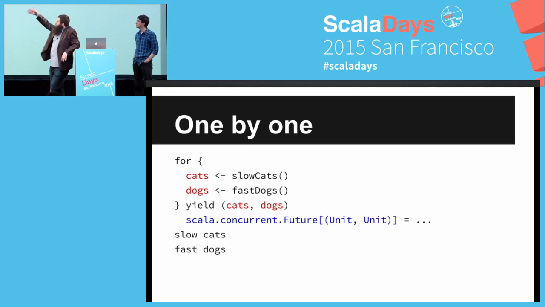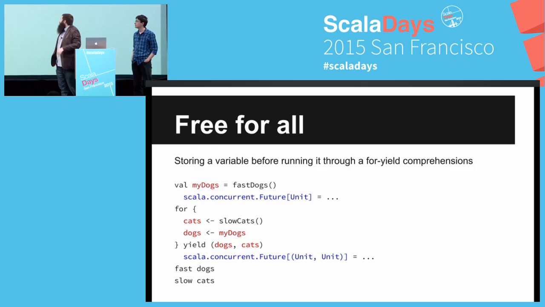So if we're using a for-yield comprehension with futures, actually you will see slow cats print first, then fast dogs, because once it's in a for-yield comprehension, we don't know if we might end up using this piece of data later down in the for-yield comprehension. However, if we instantiate this future, it's important to realize that it starts executing immediately. Even though slow cats is still first in the for-yield comprehension, because fast dogs has already been started running, we see fast dogs print and then slow cats. I think it's just worthwhile to note that.